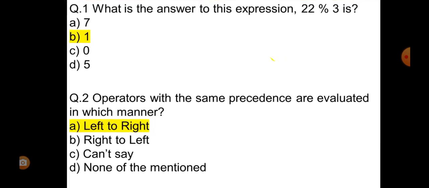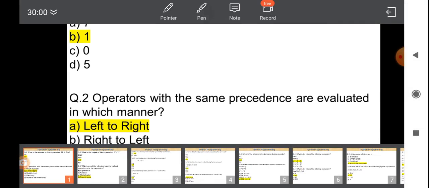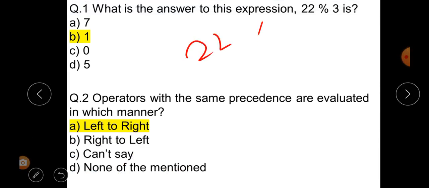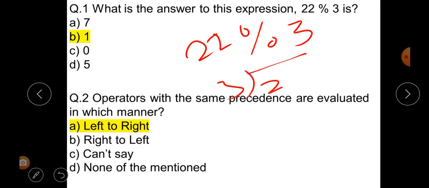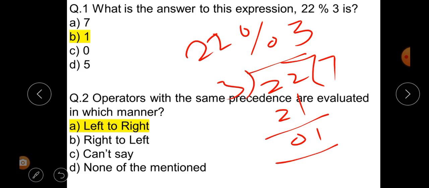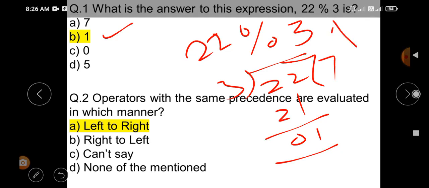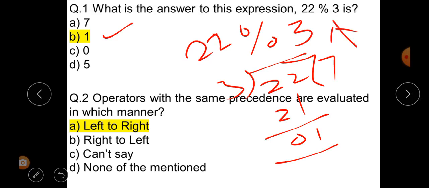As you know, when we talk about modulo division, it basically returns the remainder. So here our question is 22 modulo division 3. When 22 is divided by 3, our remainder is 1. So 1 will be the answer. So the correct answer is 1. Now I think it is clear to all of you. So modulo division basically returns the remainder.